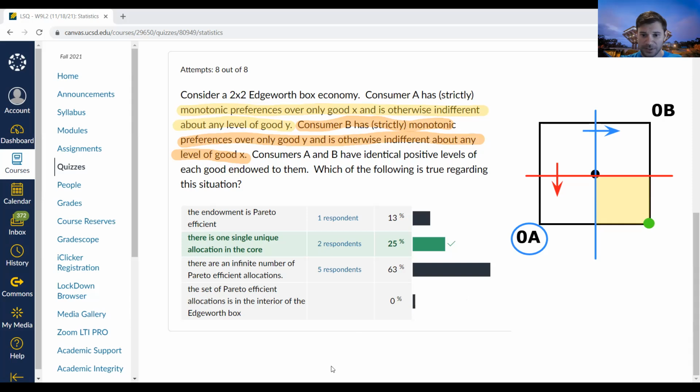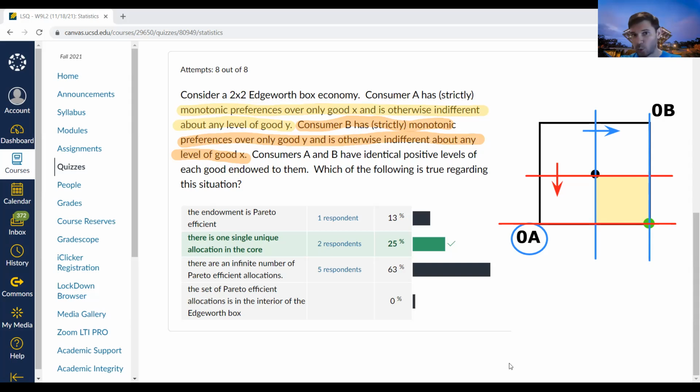The farthest that A can go is all the way to the right. The farthest that B can go is all the way down, and they can't go any farther. We can't reallocate to make them any better off than they would be in that situation jointly. So the answer to this question is there is a single unique Pareto optimal allocation, meaning the core of the economy, right? That's the efficient allocations where both people are at least as well off relative to where they were in the endowment. That is also a single unique allocation. So if you got that one right here, nicely done.